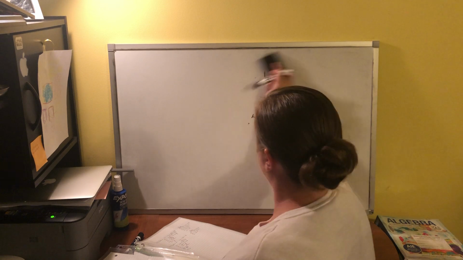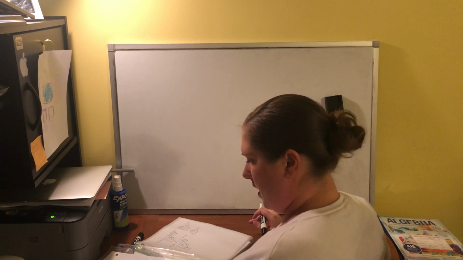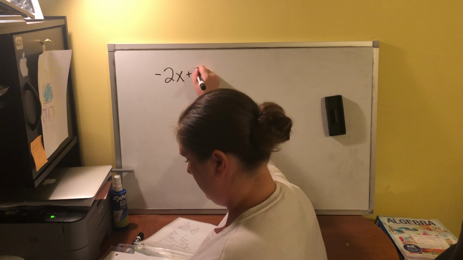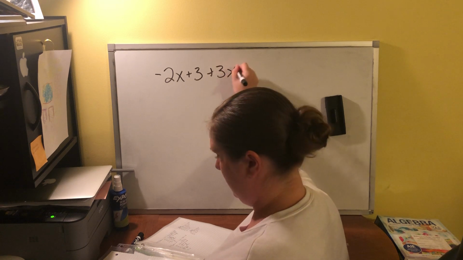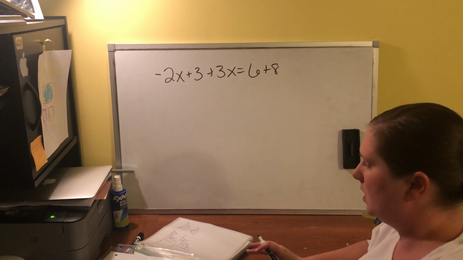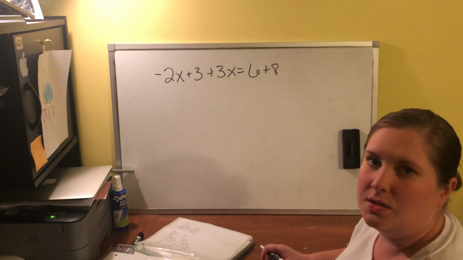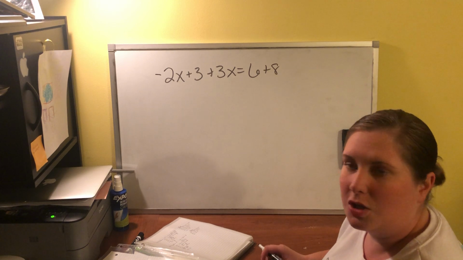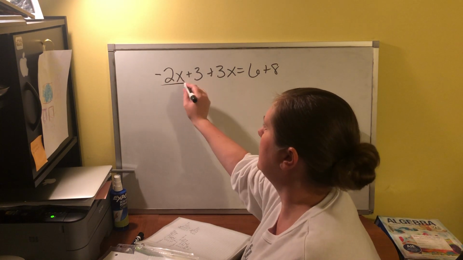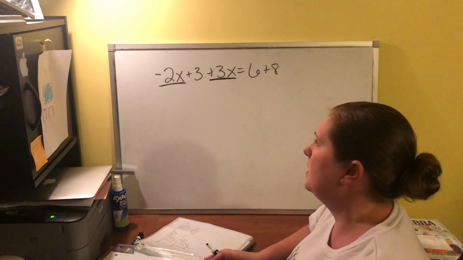All right, let's see. Let's go ahead, let's do this one. Let's do negative 2x plus 3 plus 3x equals 6 plus 8. So this one has a smidge more work, not a ton. The first thing we're going to notice is we're going to need to combine like terms before we can start moving anything around. Okay, so right here I see that I have a negative 2x plus a 3x on the left-hand side of the equal sign.